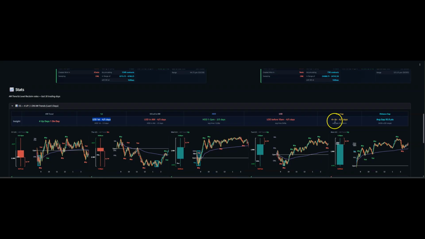And then after that, it goes on a 4-hour movement to establish the high of day. So that's really important information.